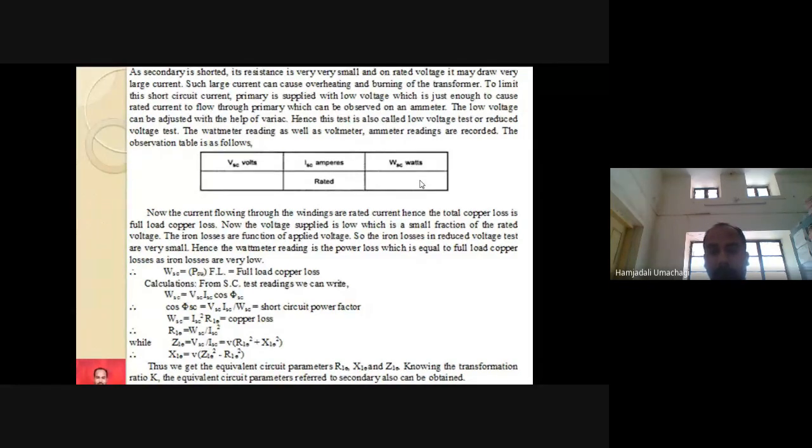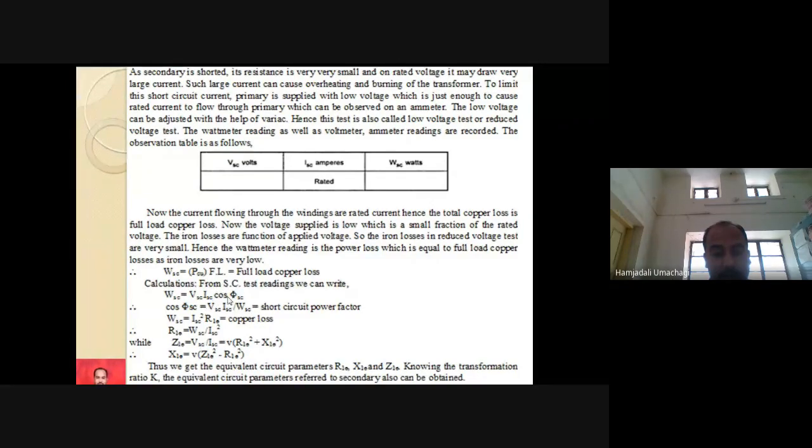On the same text, I can write WSC is equal to, in place of V, I will be writing VSC, in place of I, I will be writing ISC, and in place of cos phi, I will be writing cos phi SC. So full load copper loss WSC is equal to VSC ISC cos phi SC. I know the value of WSC, VSC, and ISC; only the short circuit power factor cos phi SC is unknown to us.